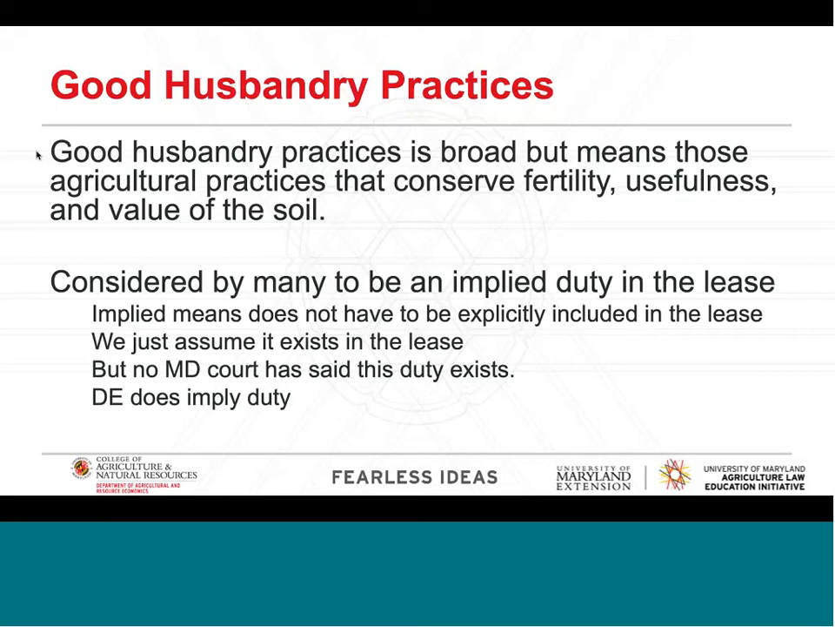I say that it's never actually been proven in Maryland that this exists, but it has been implied in Delaware. But if we took it to court, it seems easy to get a court to view this as something that should exist. So it seems like something we should just address early on in the lease so we understand what we're actually meaning. Then we don't have a court figuring out what this duty actually means to us.